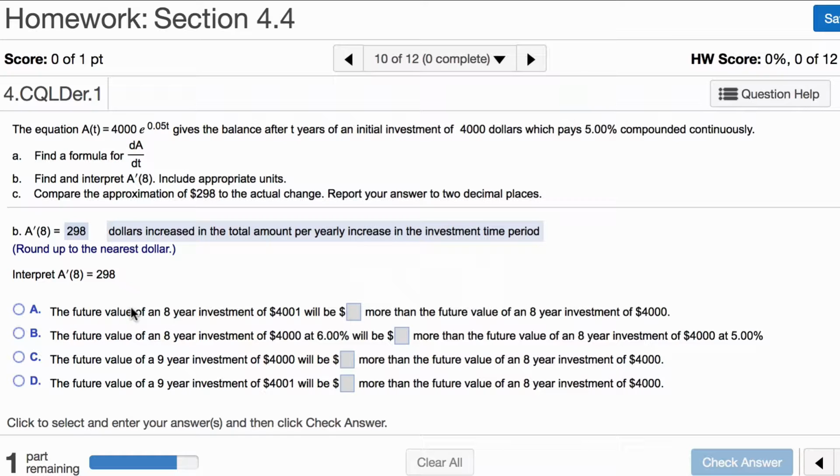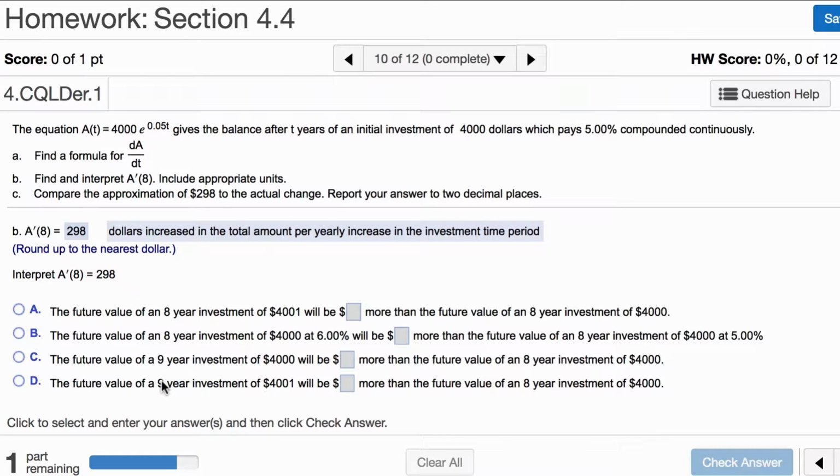So let's see. The future value of an 8-year investment of 4,001 will be more than the future value of 4,000. No, that doesn't sound quite right. So now here we're talking about, we plug in 8, but remember the marginal quantity, we're actually checking the approximate amount of the next year or the next item. So we're actually adding +1. So if you plug in an 8 into the derivative, you're actually approximating the future value of a 9-year. So here you have a couple of 8-year. Nope, that's not correct. You would have plugged in 7 if that was the case.